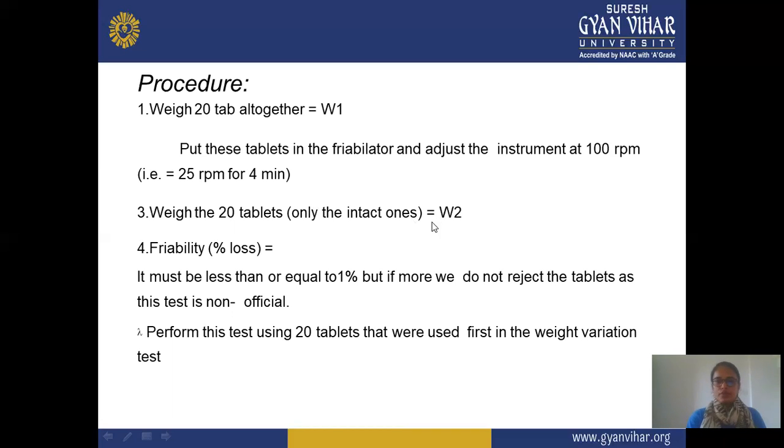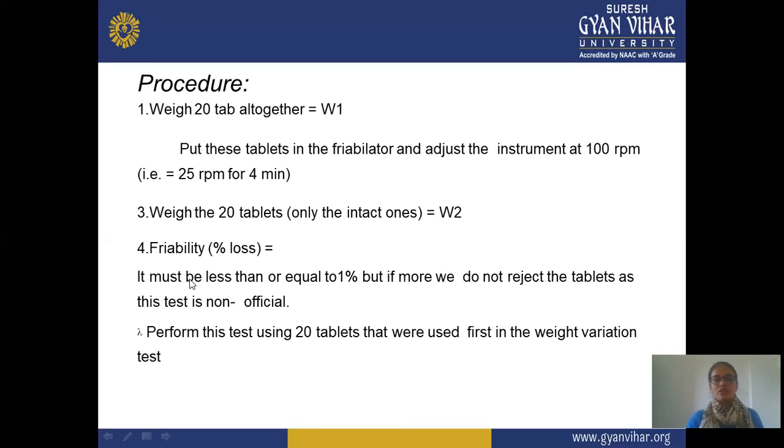That weight is W2, and you check how much friability or weight loss by the help of W1 and W2. Friability is calculated by percentage loss, and it must be less than or equal to 1%, but it must not be more than that; do not reject the tablet. This is not an official test, a non-official test. This friability test is not an official test.